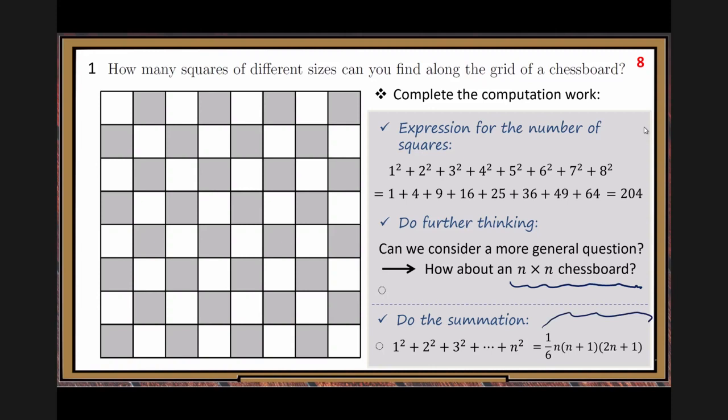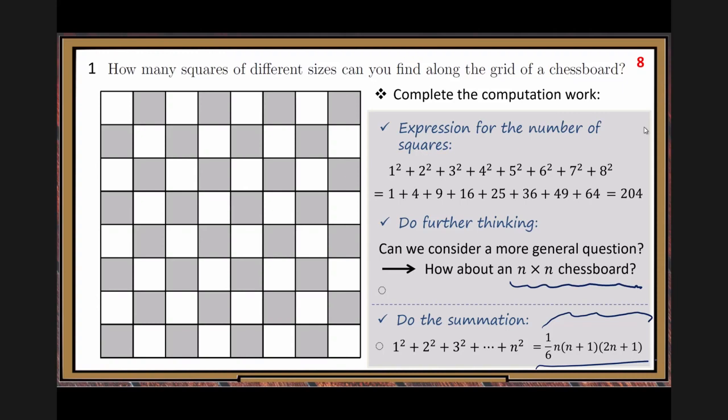We have an explicit formula for this summation. The square summation, the explicit formula. This one. You may find it in your discrete math. In your discrete math, you may find this formula. Okay? All right.